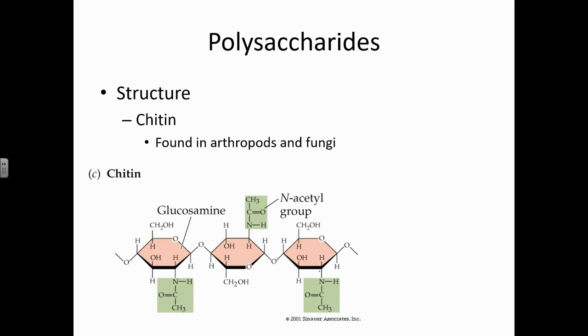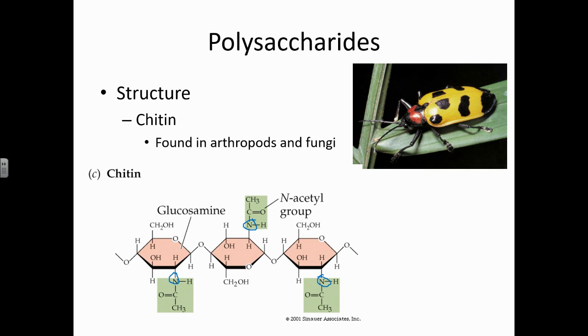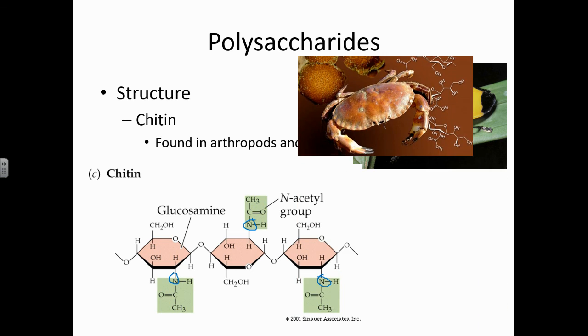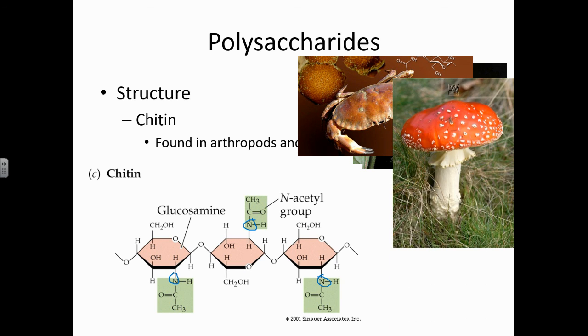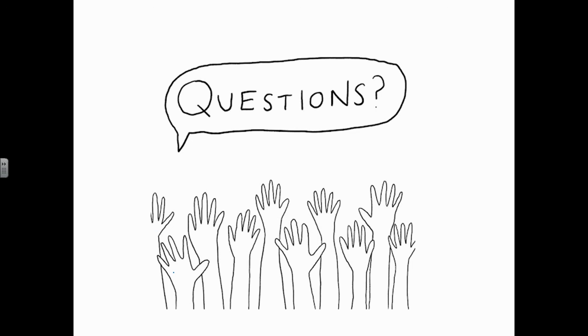It's found in arthropods and fungi. Chitin also uses glucose molecules, but it has a nitrogen-containing molecule that extends off of those as well. So we have these nitrogens here. That's a clue we're talking about chitin. So we're talking about the exoskeletons of insects, exoskeletons of crabs, shrimp, and lobster, and then of course the cell walls of fungi.